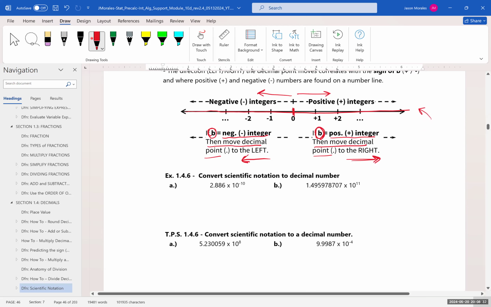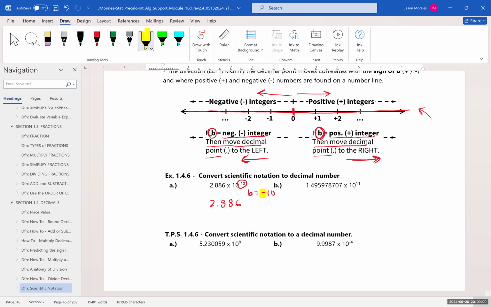So let's look at some examples. This first example, convert scientific notation to a decimal number. So here we've got 2.886 times 10 to the minus 10. So we're going to write 2.886. And because it says 10 to the minus 10, B is -10. This negative means we're going to move the decimal point to the left 10 times.